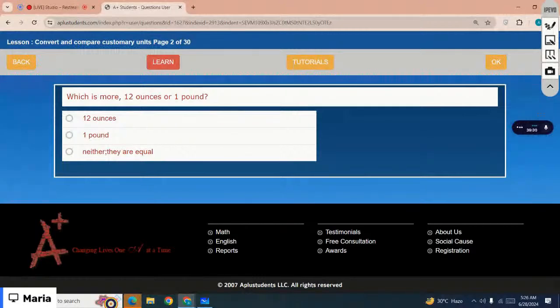1 pound is the same as 16 ounces, right? So which is more? 1 pound is more because in 1 pound you have 16 ounces. So 1 pound is more.